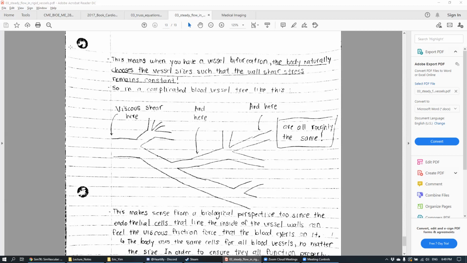And so the wall shear stress varies upon the different bodies, right? Like different people who have different body types. Yep. Okay. Thanks, Professor.